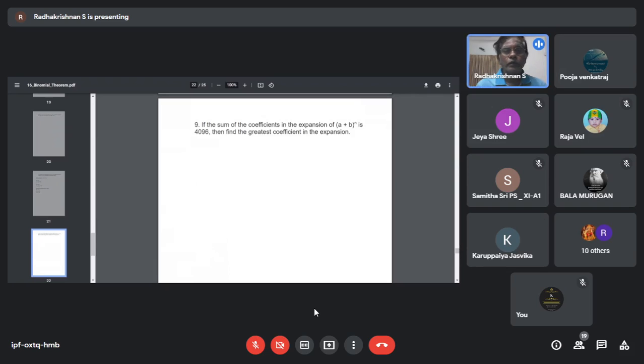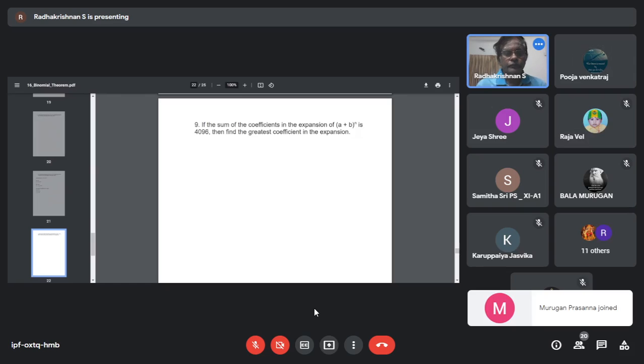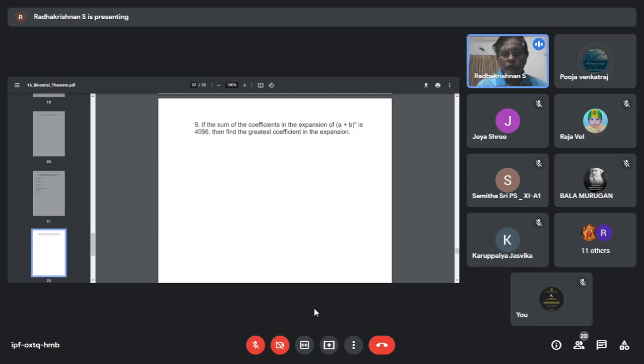So what will be the value of n? 12, sir. 12, yes. Because 2 to the power of 12 is 4096. Okay? Yeah. So now if n is equal to 12, what will be the biggest term? There are going to be then 13 terms. So find the greatest coefficient.